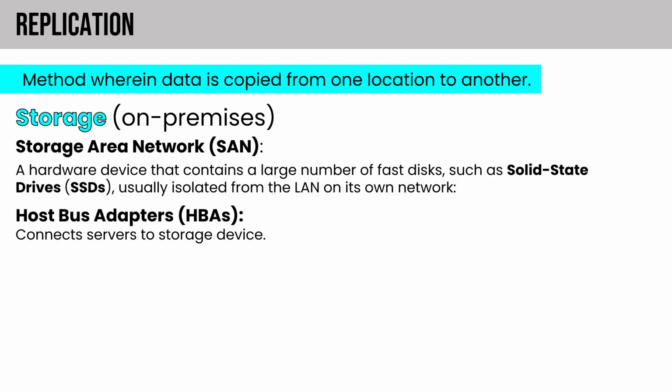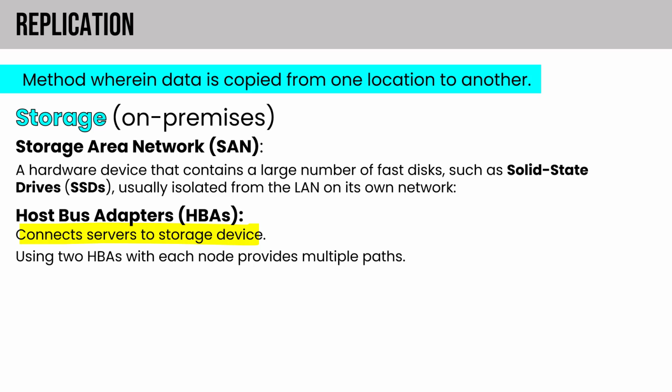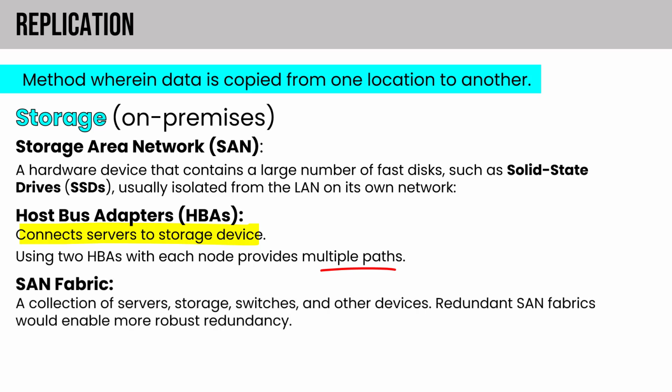And the servers that connect to that storage device, to that SAN, connect to the SAN with host bus adapters, or HBAs. Using two HBAs with each server node provides multiple paths to the storage area network. And SAN fabric refers to the collection of servers, storage, switches, and other devices. Redundant SAN fabrics would enable a more robust redundancy.